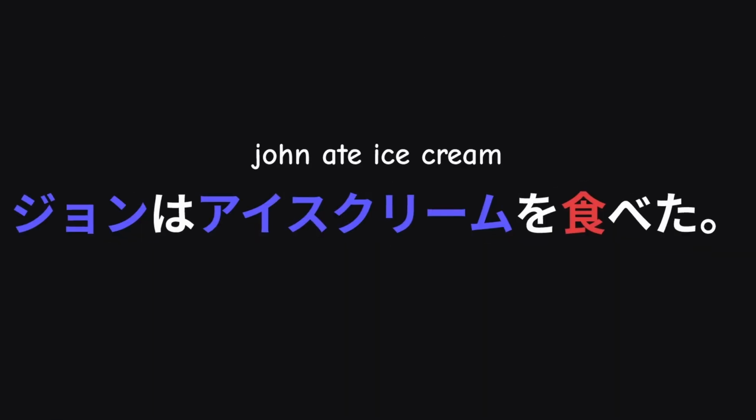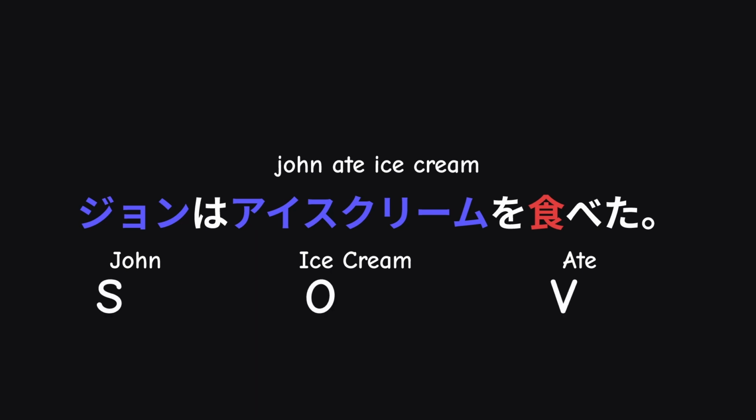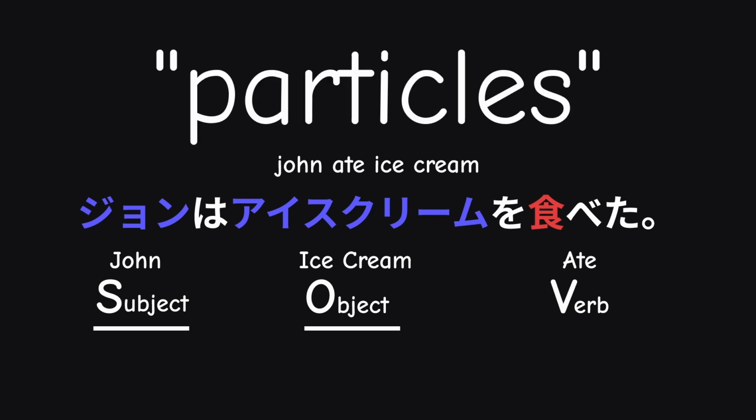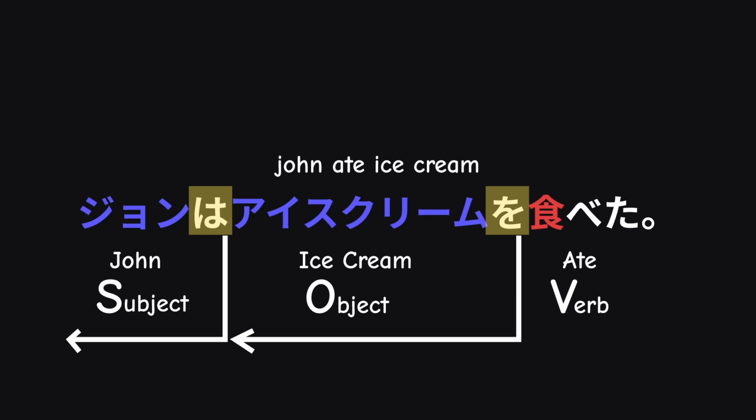But anyways, notice how the sentence literally goes, John, ice cream, ate. Seems backwards, but this is because Japanese is an SOV language. Subject, object, verb. For comparison, English is subject, verb, object. To indicate what is the subject and what is the object, we use something called particles in Japanese. Here, I used wa and o, but there are a lot more.